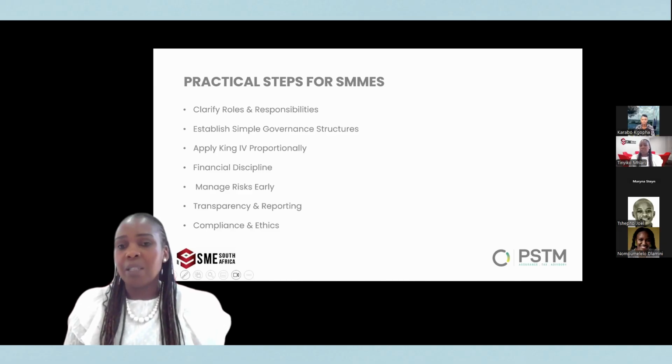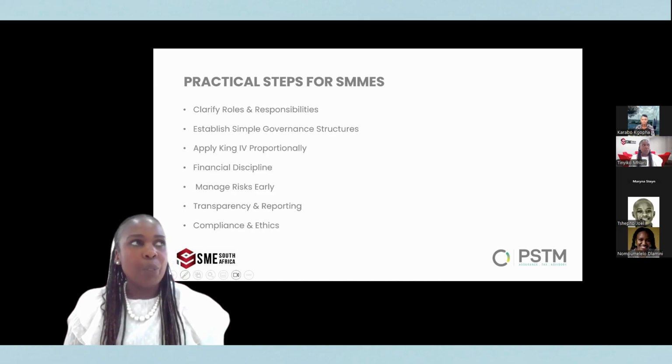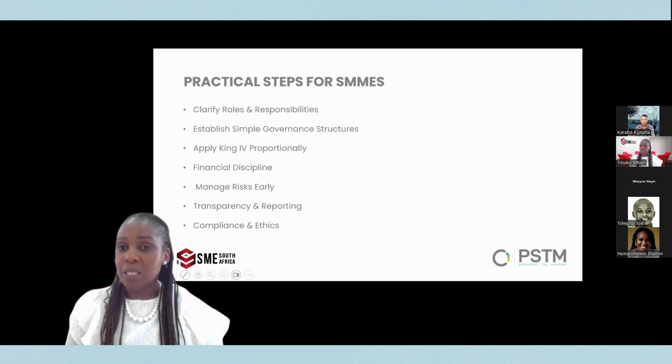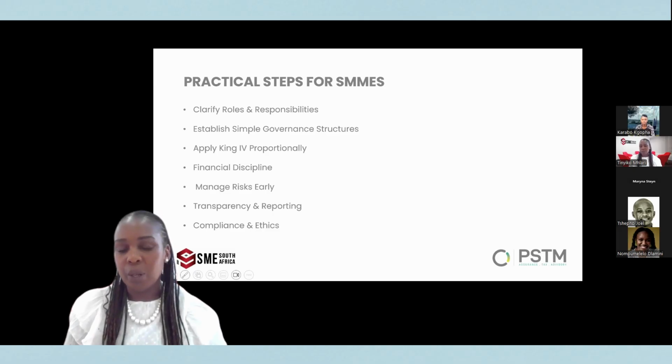Financial discipline, very, very important. Do not mismanage your funds. Ensure that you are able to budget properly. Ensure that you're spending against the budget. You do not take unnecessary risks, funding risks. Manage those risks. Which leads me to the next point, managing risks early. We need to identify our risks in those meetings that we're having with our staff, with our stakeholders. What are my risks? What are my opportunities? Let's manage them early enough.